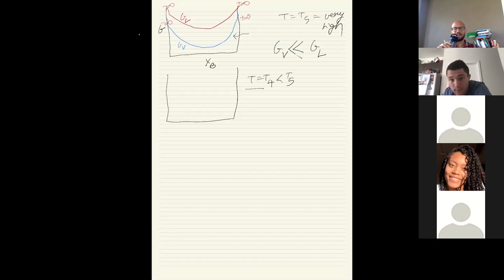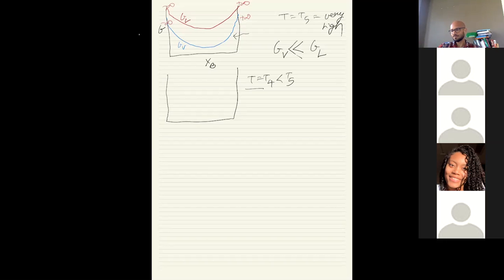Up. Why? Come on, Matt, help me. Why should G move up? Because there's less energy in the system. Let's be mathematical, Matt. Let's talk about partial G by partial T at constant pressure. What do we know about this? It's minus S, right? What do we know about S? Is it positive or negative? Entropy is always positive, right?